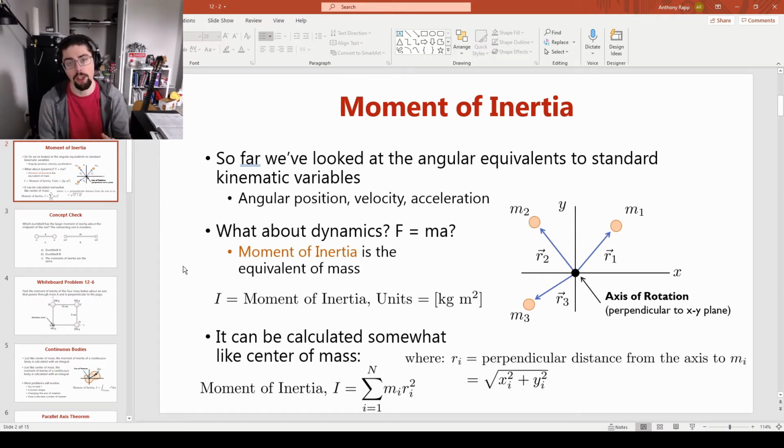A lower moment of inertia means it's much easier to spin. A much higher moment of inertia means it's much harder to spin. Just like mass, light mass versus heavy mass, it requires a relative force that must be applied to get it accelerating.